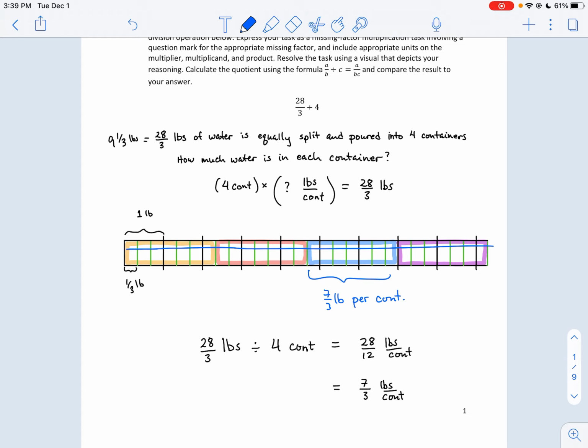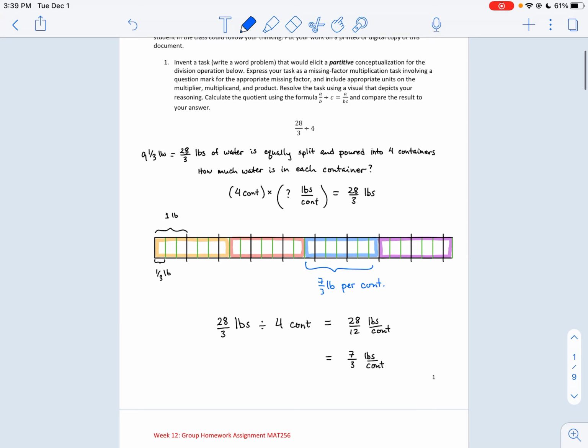You could have also done cross partitioning this way. Break up the total amount of water, the total weight, into 4 groups by doing 4 horizontal lines. I'm not going to actually do that cross partitioning because 4 divides into 28, so I could stick with the vertical partitioning I'd already done. I just had to figure out how to break 28 pieces into 4 groups, and that was easy: 7 pieces per group, and each piece was 1/3 of a pound.